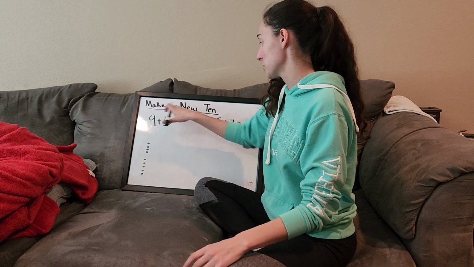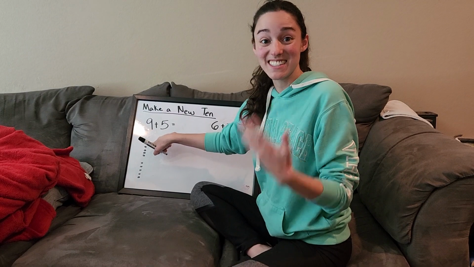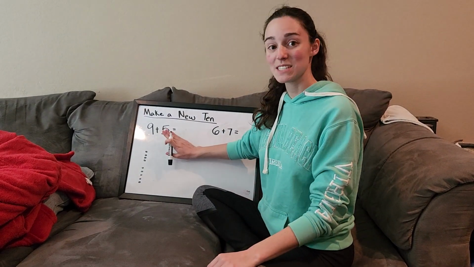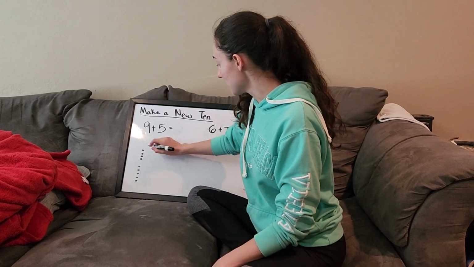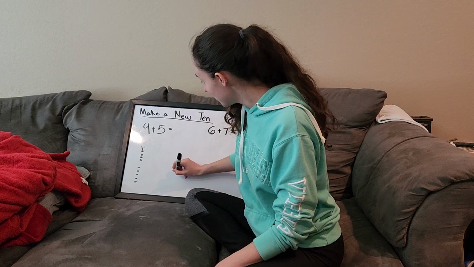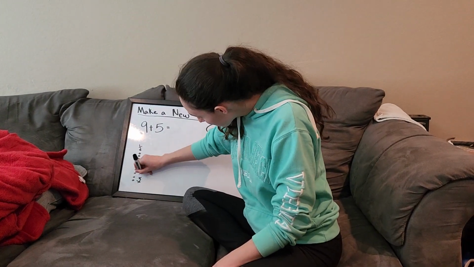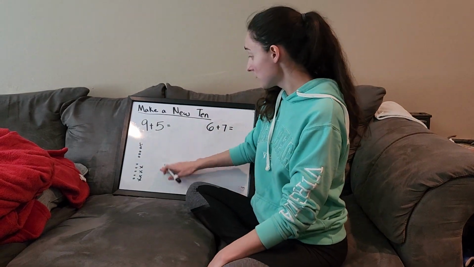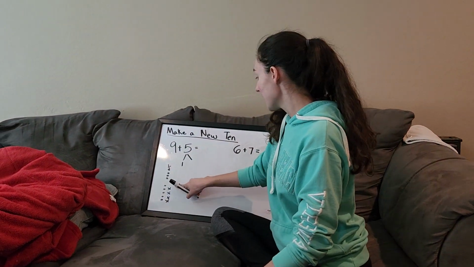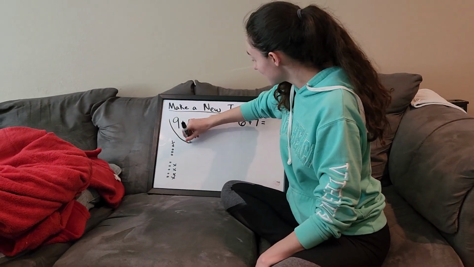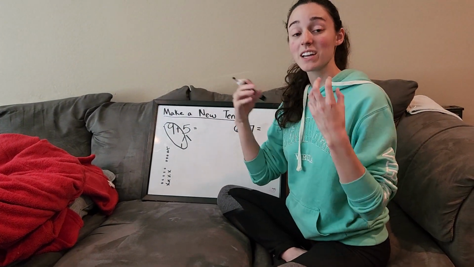Now here's where we get into the actual method. I know that 9 needs 1 more to get to 10. So I'm going to represent this 5 as x's instead of the dots. I know that 9, 10, so that's 1 x, and I go 2, 3, 4, 5. What this looks like is I'm taking out 1 and I'm adding it to that 9.